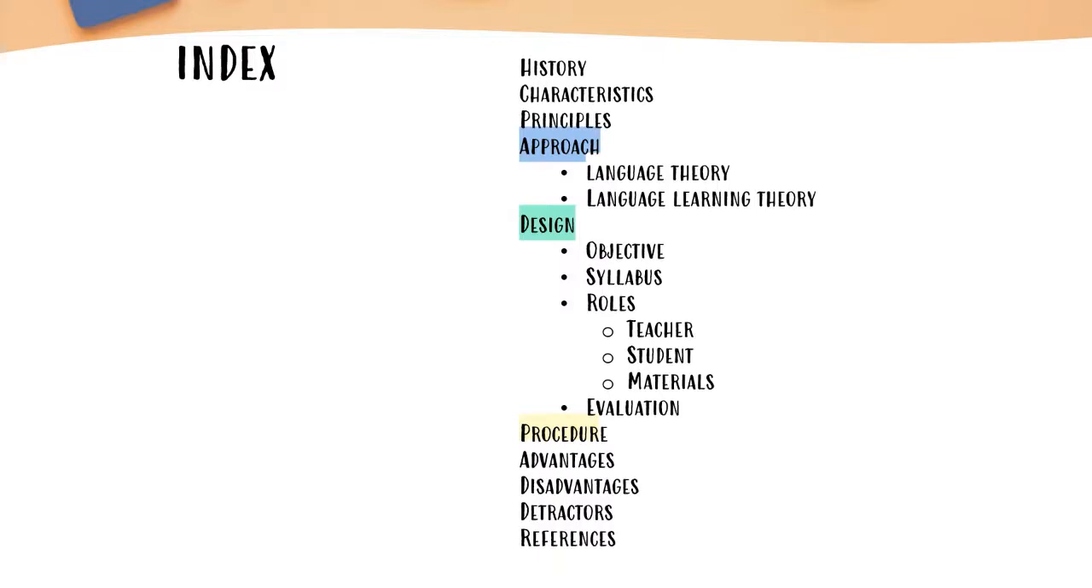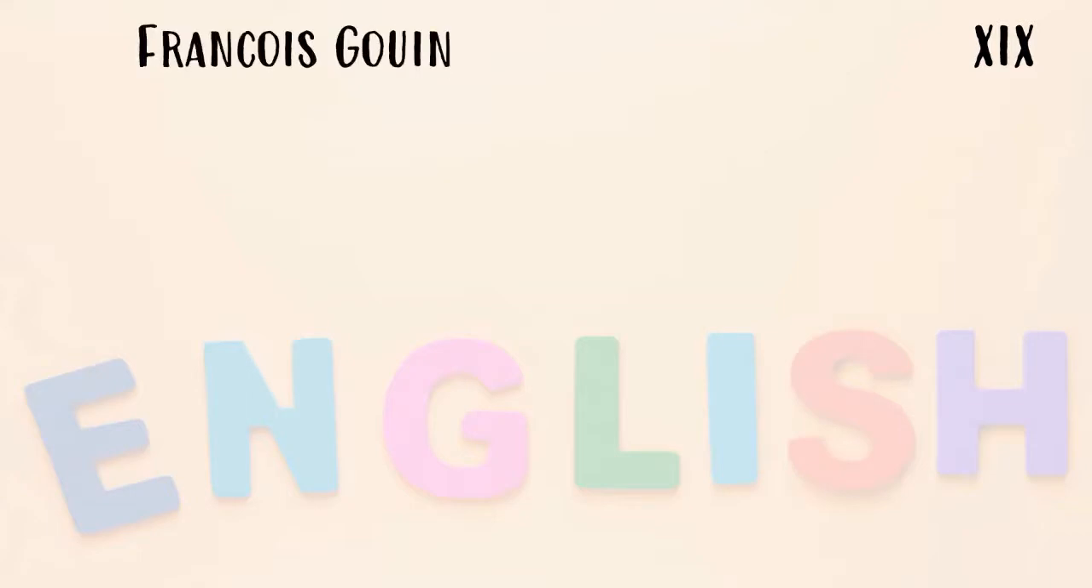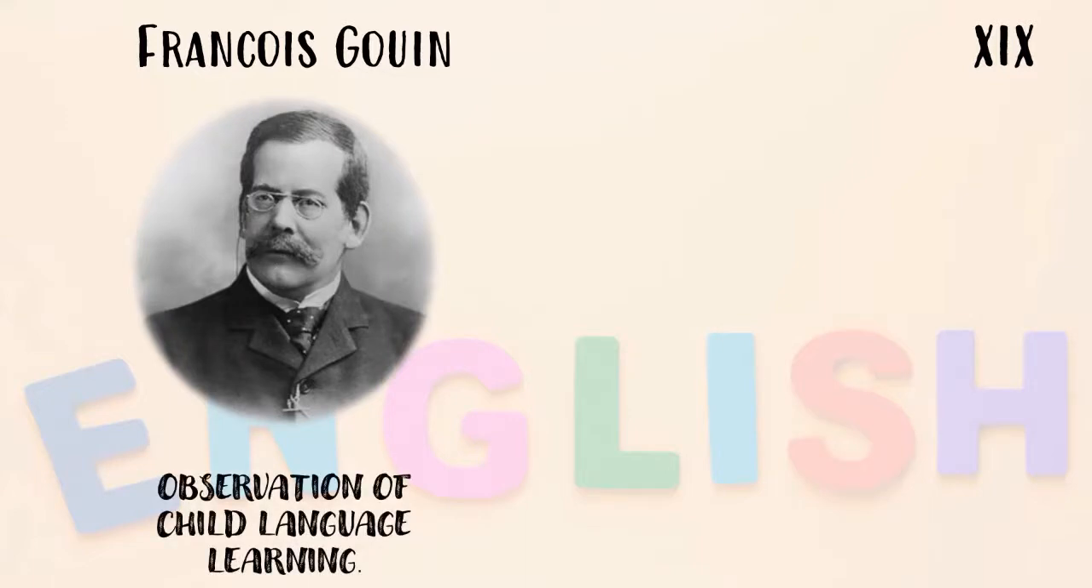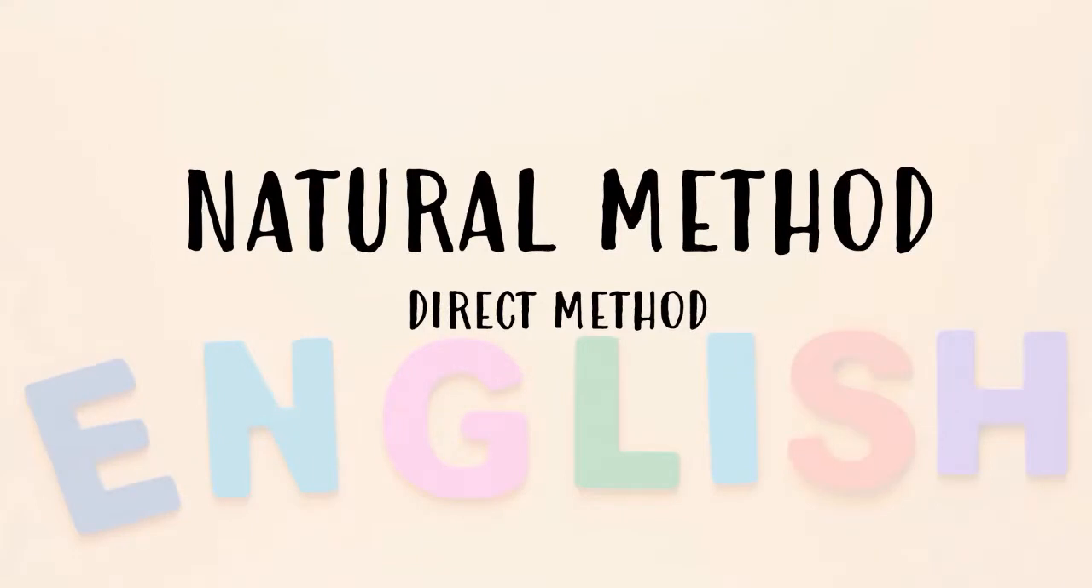Throughout the history of language teaching, attempts have been made to make second language learning more like first language learning. Among those who tried to apply natural principles to language classes in the 19th century were a Frenchman called Francois Gouin, who attempted to build a methodology around observation of child language learning, and Sauveur, who used intensive oral interaction in the target language, employing questions as a way of presenting and eliciting language. This method soon became referred to as the natural method, or direct method.